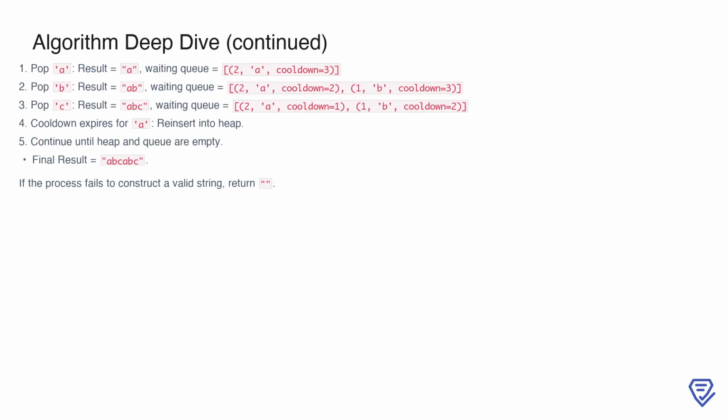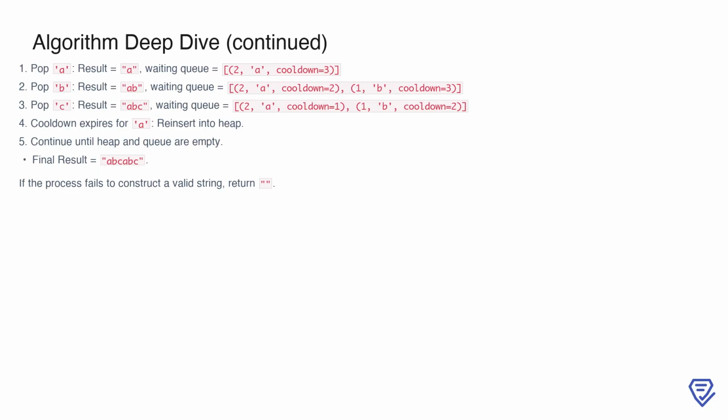To see how this works in practice, let's walk through the example with s equals "aapp" and k equals 3. We start with the frequency map, a: 3, b: 2, c: 1, and the max heap, (-3, a), (-2, b), (-1, c). First, we pop a from the heap and append it to the result, making the result a. A is added to the waiting queue with a cooldown of 3. Next, we pop b, append it to the result, and add it to the waiting queue with a cooldown. The result becomes ab.